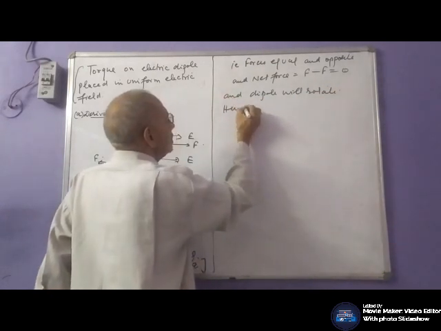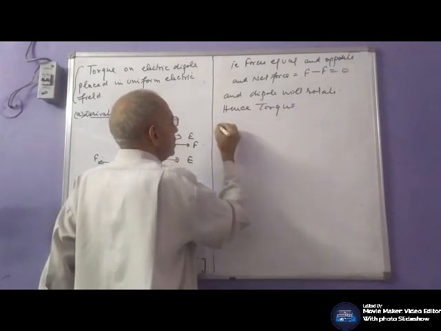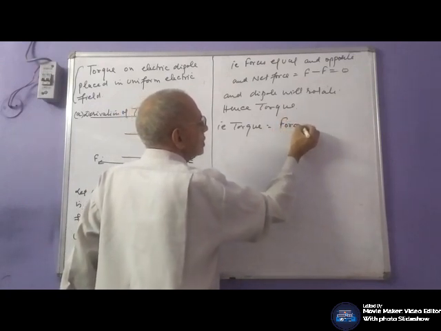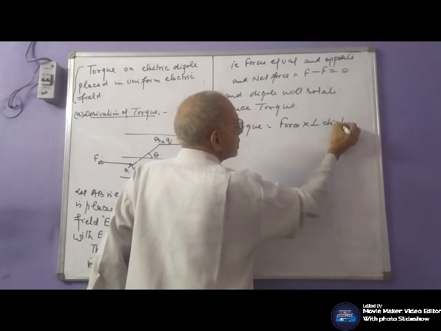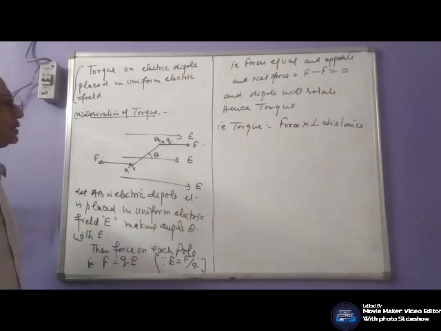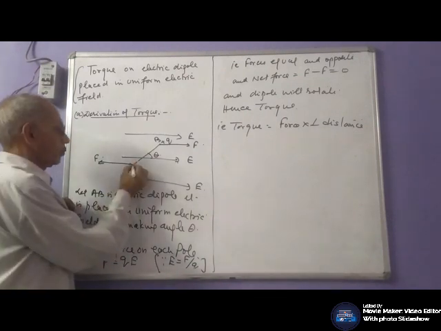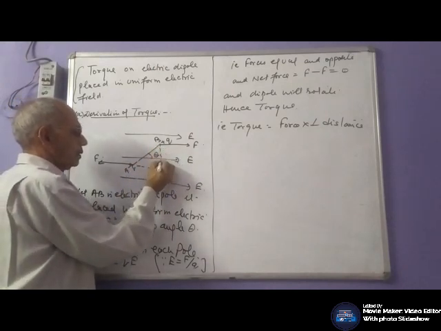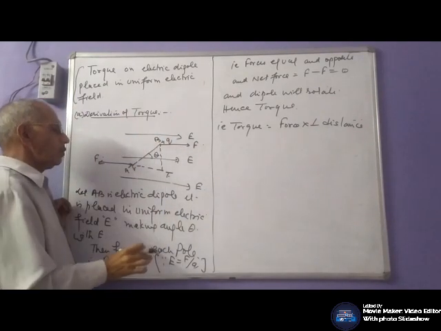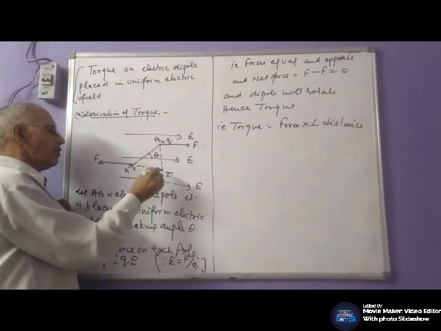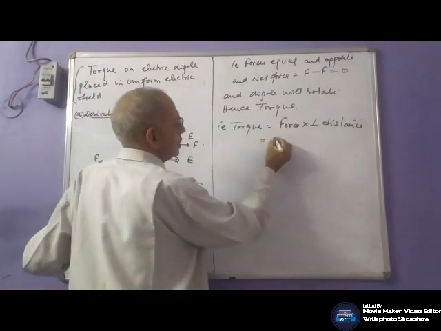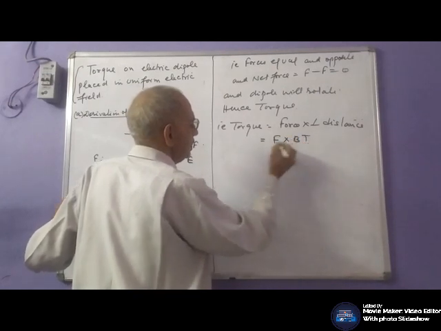Hence torque, that is force into perpendicular distance. We have read this in class 11: r times F, where r is the perpendicular distance and F the force. This is the force, this BT is the perpendicular distance. This is the direction of force, this BT is the perpendicular distance. So force F times perpendicular distance BT.